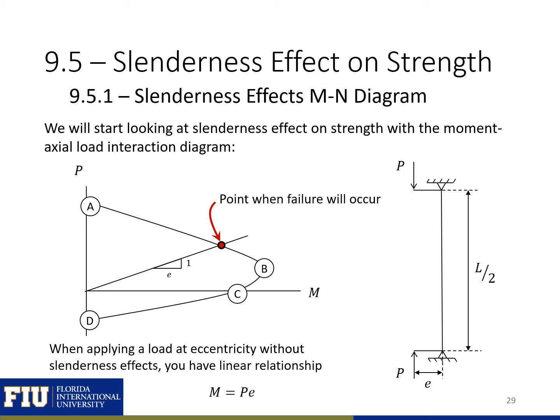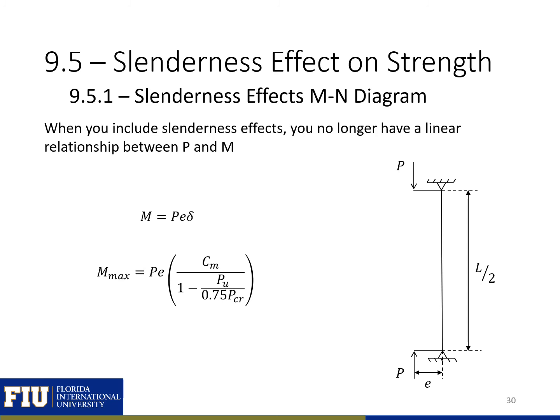We're going to start by looking at how slenderness is going to affect the strength of our moment axial load interaction diagram. So we can remember with our moment axial load interaction diagram, when we apply a load at an eccentricity without slenderness effects, we're going to have a linear relationship. So if we apply a load at an eccentricity E, we're going to come out with a linear relationship until we reach the point on our curve that would cause failure. And we know that our moment is equal to our load times our eccentricity, or P times E.